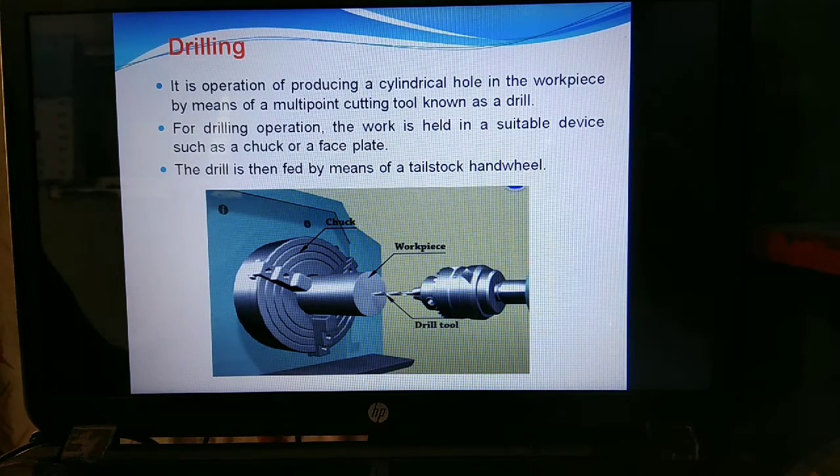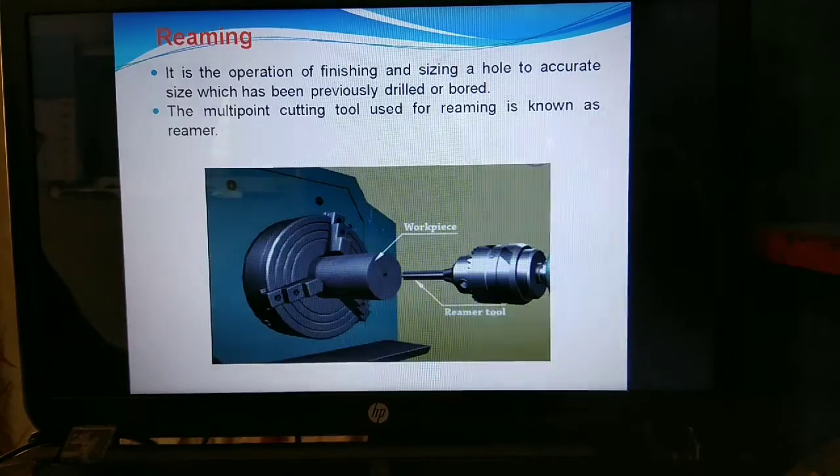Drilling operation. It is the operation of producing a cylindrical hole in the workpiece by means of a multi-edge cutting tool known as a drill. For the drilling operation, the work is held in a suitable device such as a chuck or faceplate. The drill is then fed by means of the tailstock hand wheel.